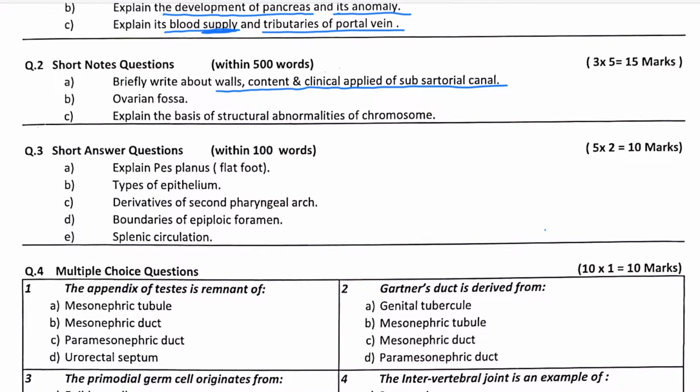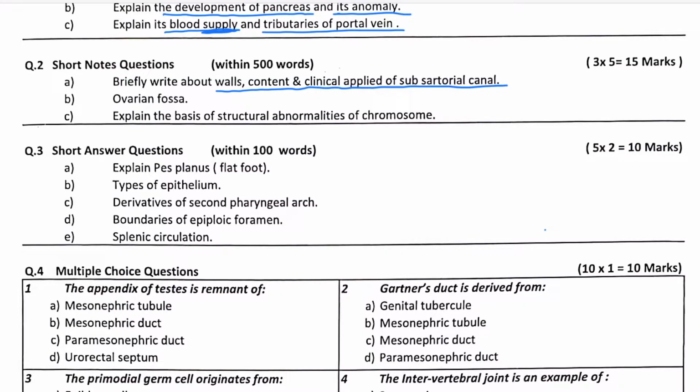The base of the triangle, or the medial wall of the triangle, is actually formed by a fibrous septa connecting the anterolateral and the posteromedial walls. That's a strong fibrous membrane over which lies this sub-sartorial plexus of nerves. And remember this fibrous septa which is forming the base of this triangle. I am saying base because it's opposite to the apex in a transverse section.